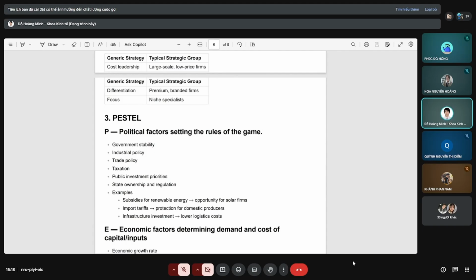The macro factors have influence on every firm in the industry. Of course, the macro factors have an indirect influence on the firm, because the macro environment influences the industry, and the industry influences the firm, right? So the industry is in the middle of the path.